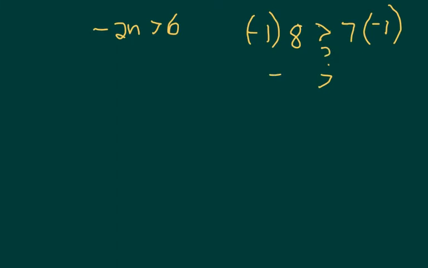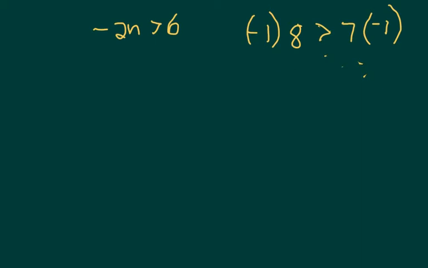We get -8 is greater than -7, which is not true. -8 is less than -7. And on the number line, it would be further to the left. So it is a lesser value. So the rule is, if you multiply or divide by a negative number, you have to flip the inequality. So let me just take this out of there, because it's not true.